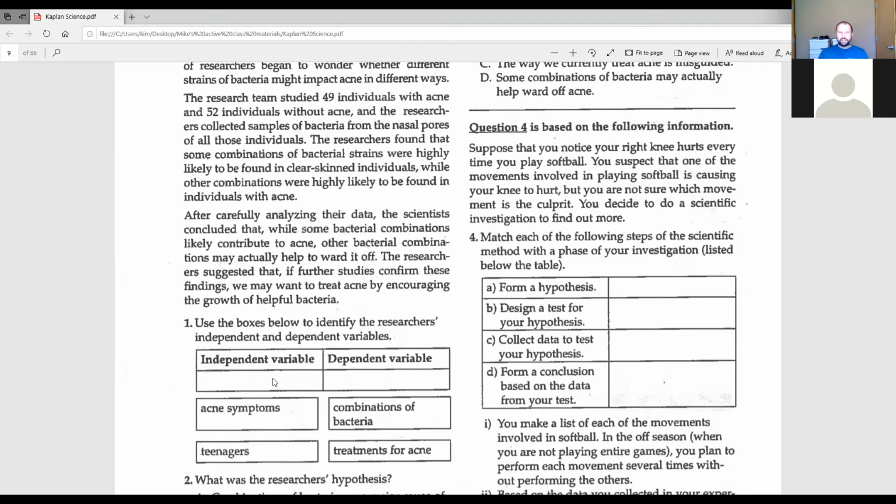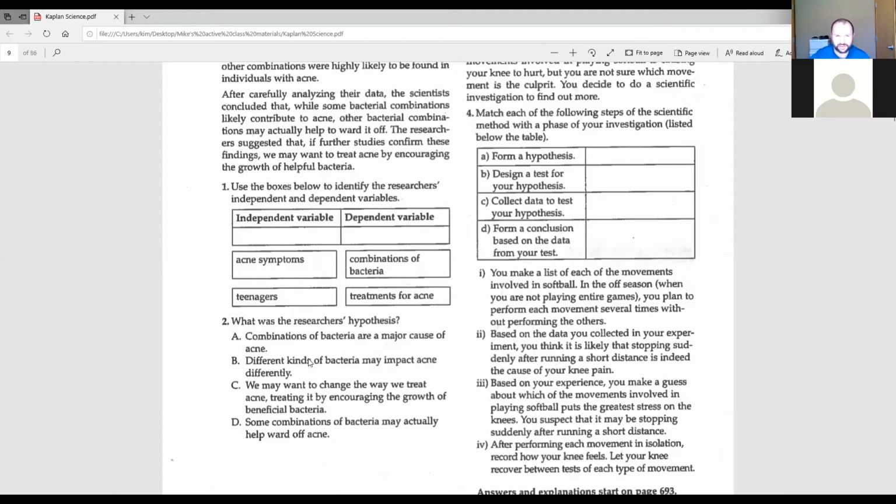All right. So let's look at a more straightforward question. Number 2. Number 2 just says, what was the researcher's hypothesis?